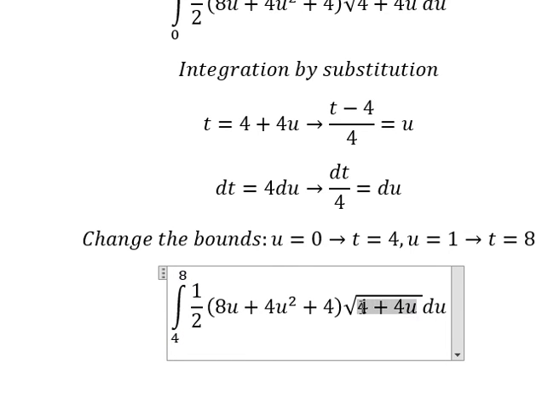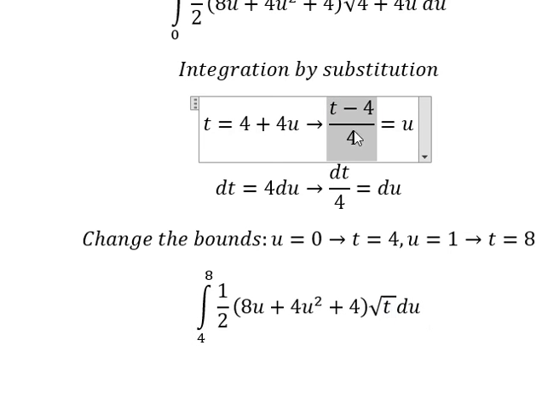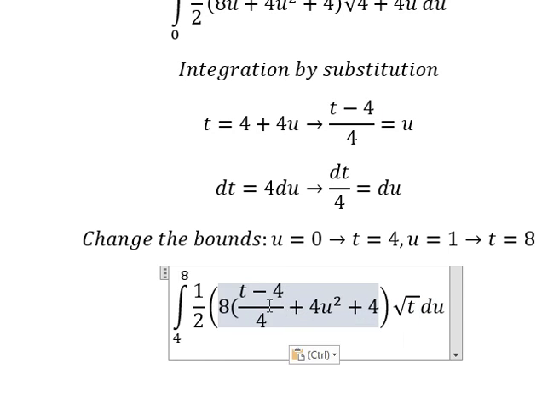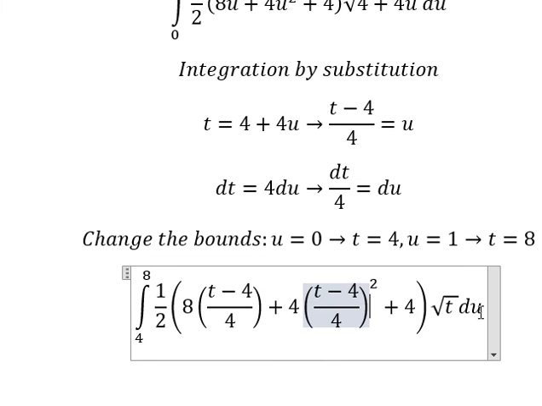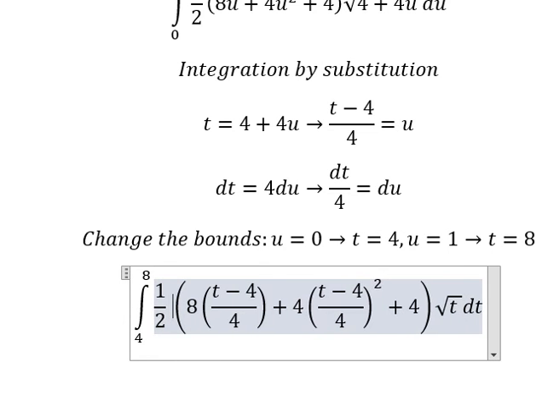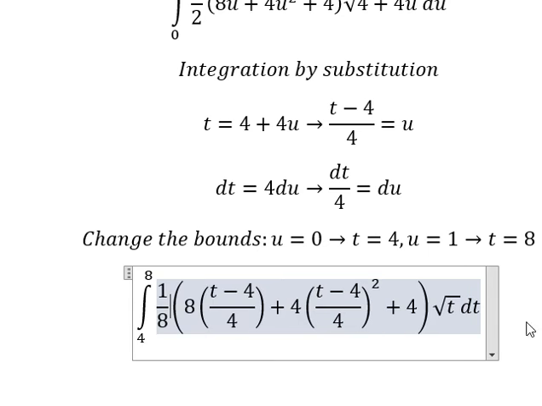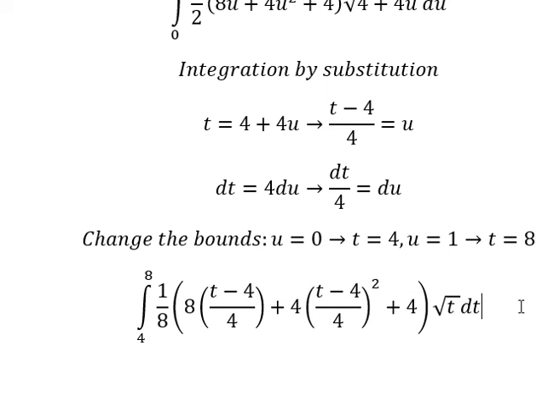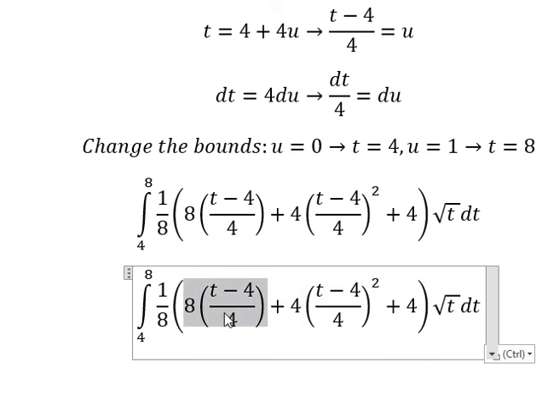This one we change to t. The u we change to this one, and this one. The u we change to t over 4. So the 2 and the 4 give us 1 over 8. Eight divided by 4, so we have 2.